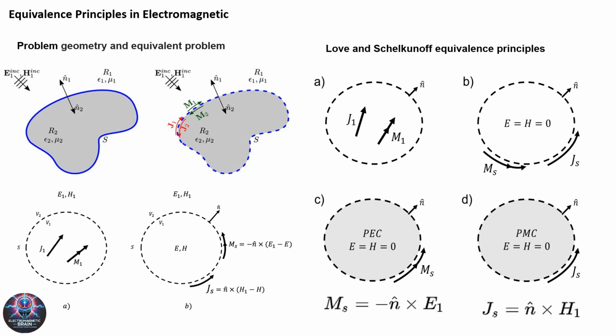These illustrations clearly demonstrate how the equivalence principles allow us to transform complex electromagnetic problems into more manageable forms without altering the external field behavior. By understanding and applying these principles, we can greatly simplify the analysis and design of electromagnetic systems, especially in antenna theory and waveguide design. With this, we bring today's video to a close.